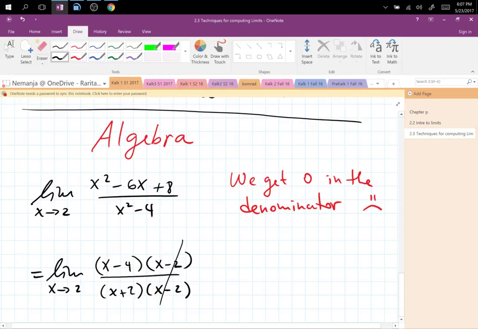So now what is the answer? Yes? Close? Negative 1/2. So now when we plug in, we'll get negative 2 over 4, which is negative 1/2.